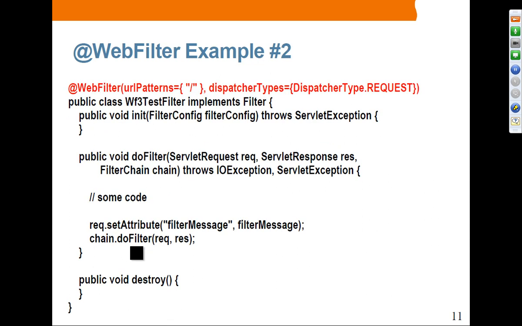This is example 2. In addition to URL patterns and init param attributes, you can also specify the dispatcher type. There are in fact 4 dispatcher types, like request and forward. Again, these are the things that you used to specify in the web.xml file. So you can specify the dispatcher type as well, as an attribute of WebFilter.